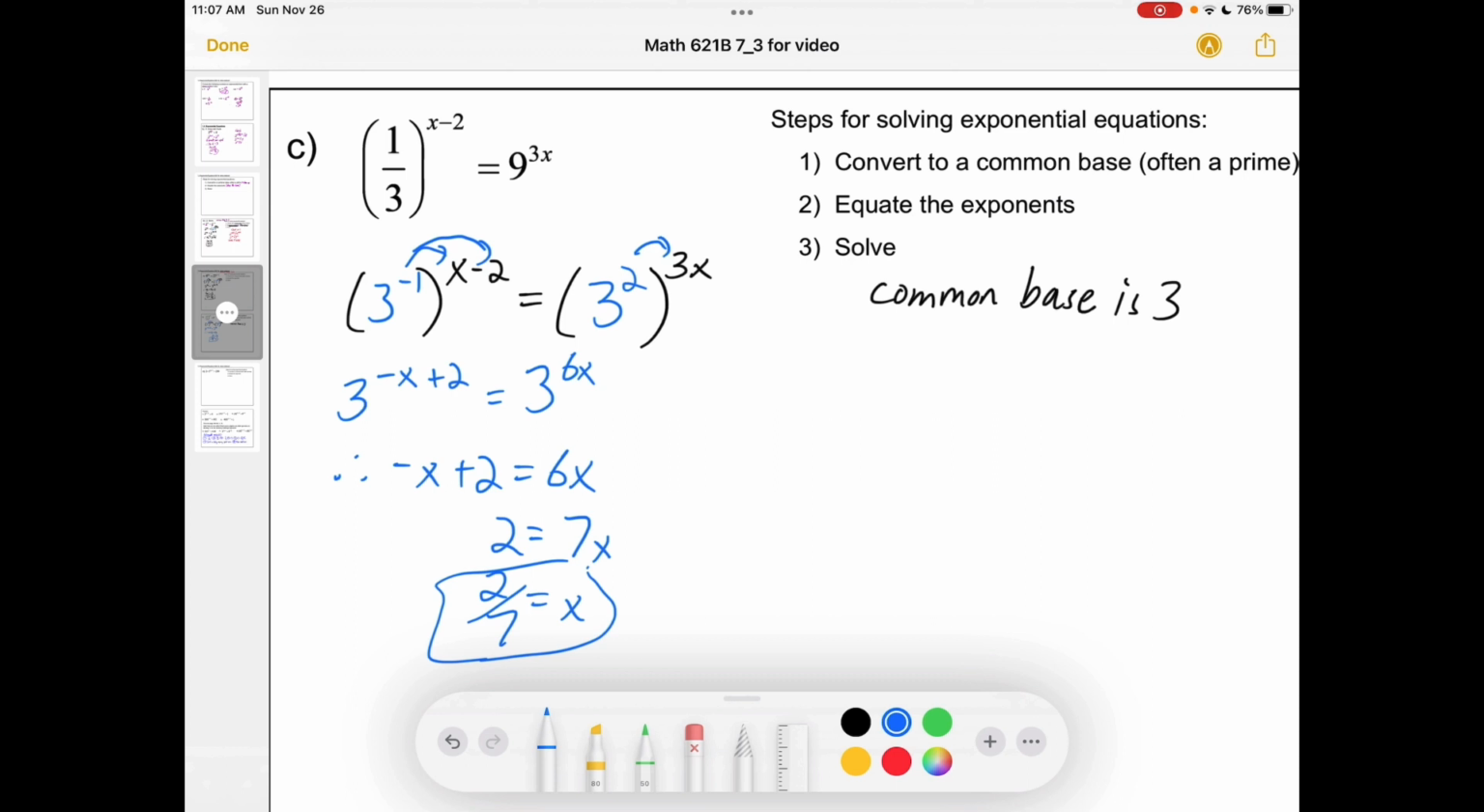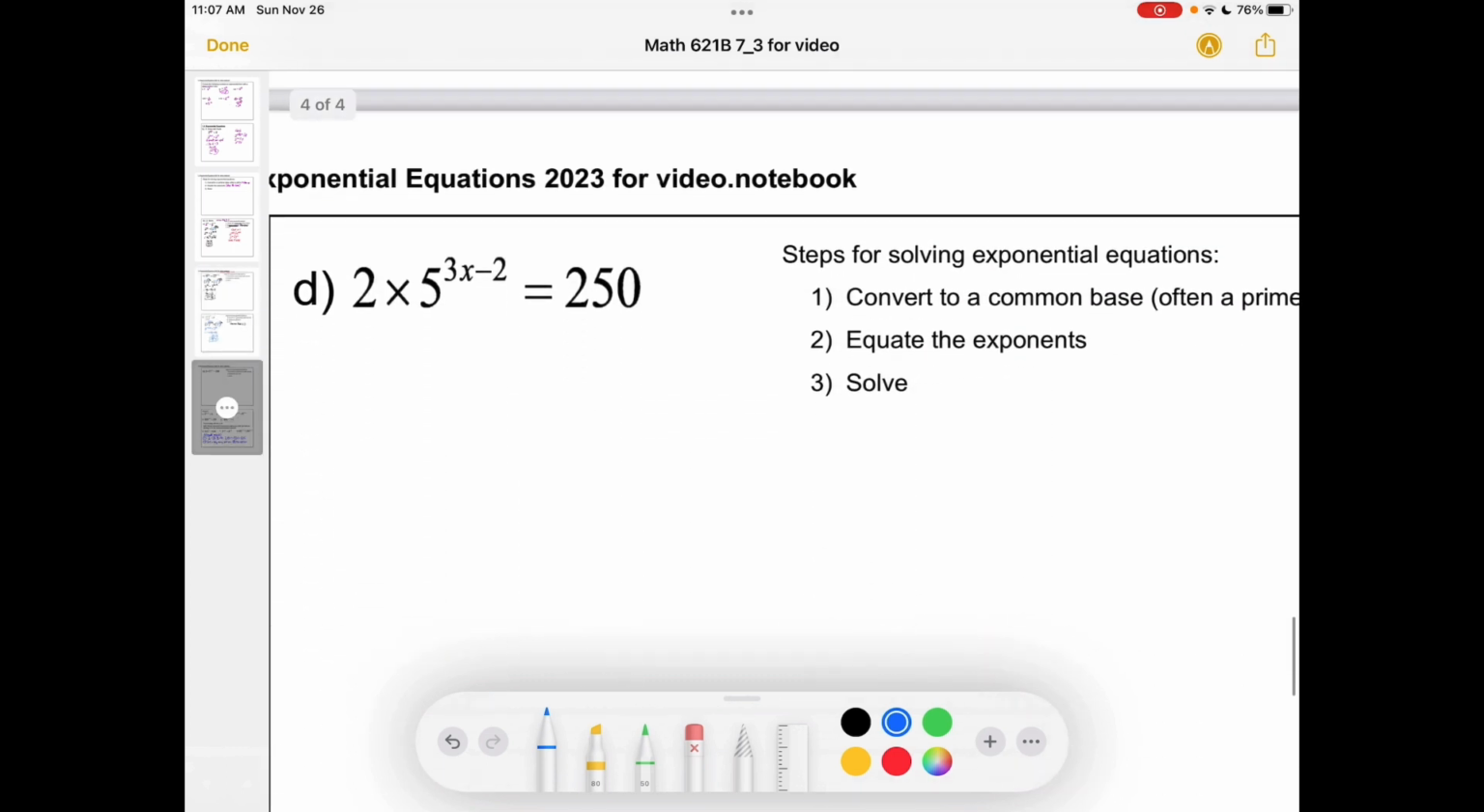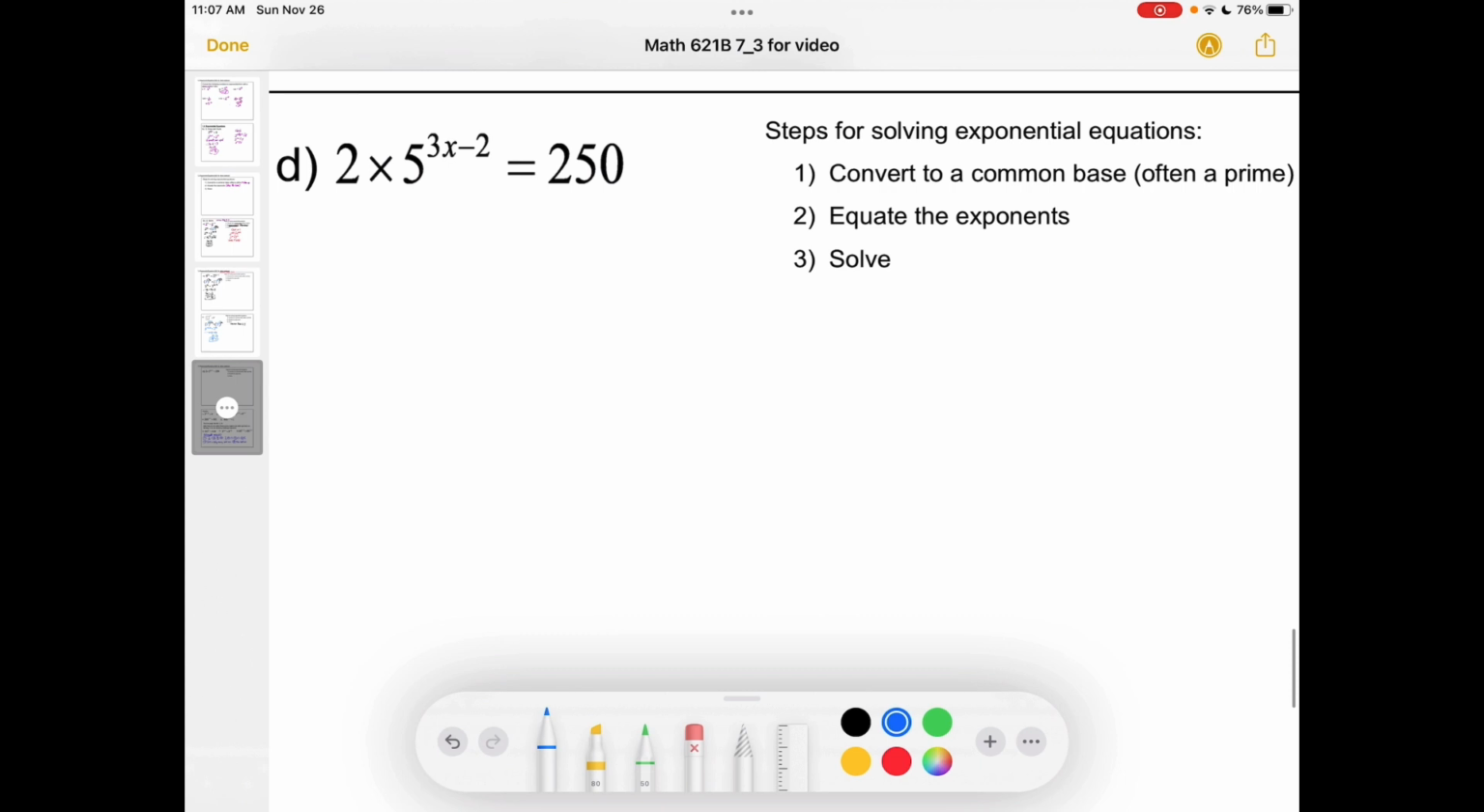Okay, one last one that we'll do together. We've got this one. We've got a 2 times 5 to the 3x minus 2 equals 250. What could the common base be? Well, you might want to say that it's 5. So that would be fine.